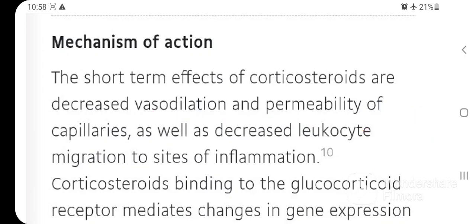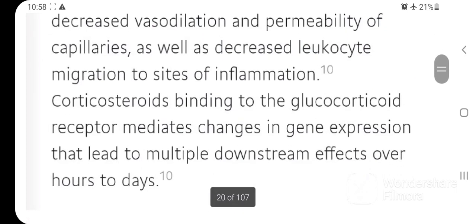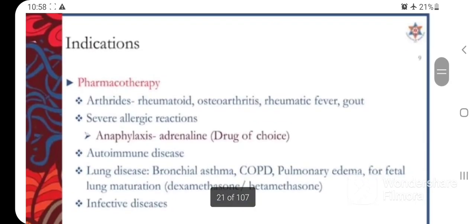Next, corticosteroids binding to the glucocorticoid receptor mediate changes in gene expression that lead to multiple downstream effects over hours to days. It means they change the gene expression. For that reason, these steroids are very dangerous.